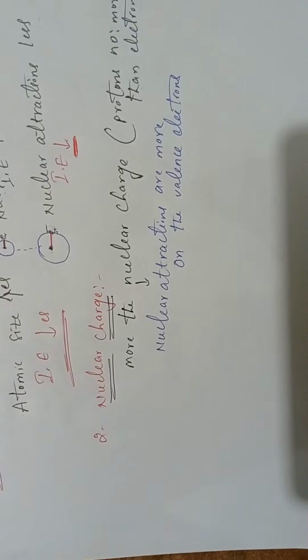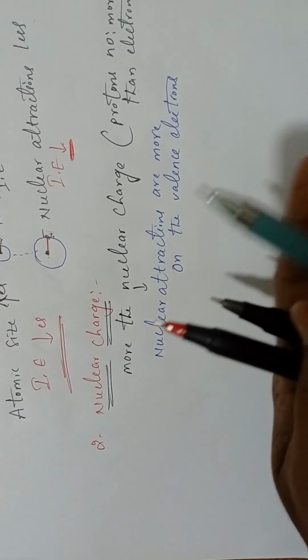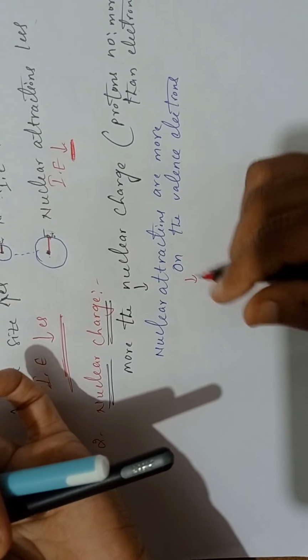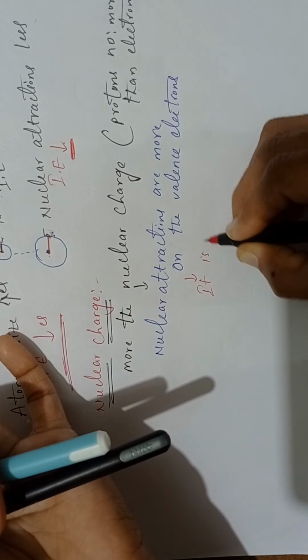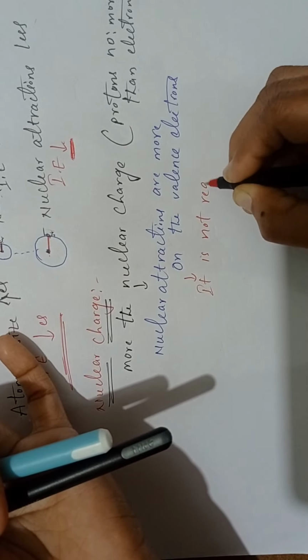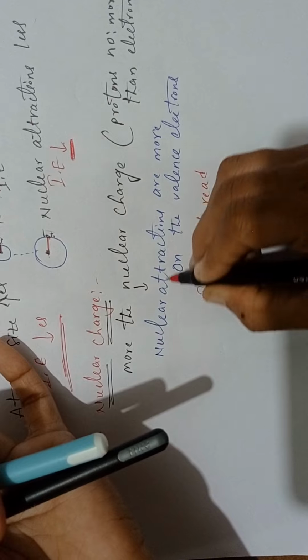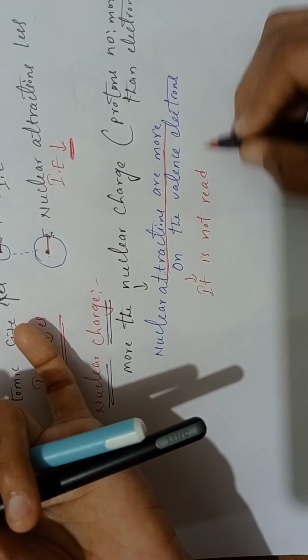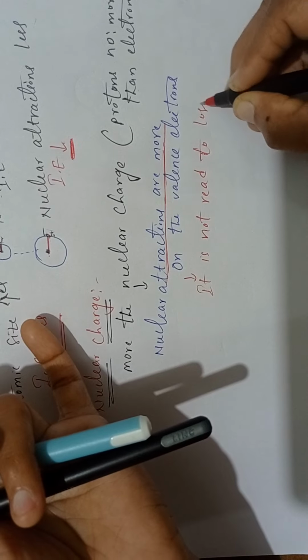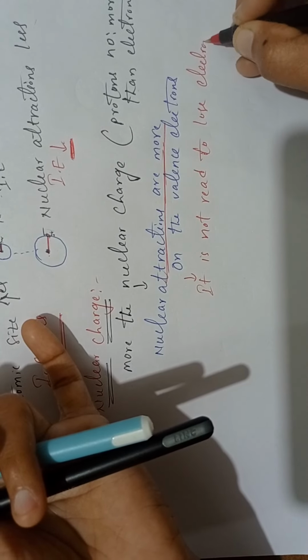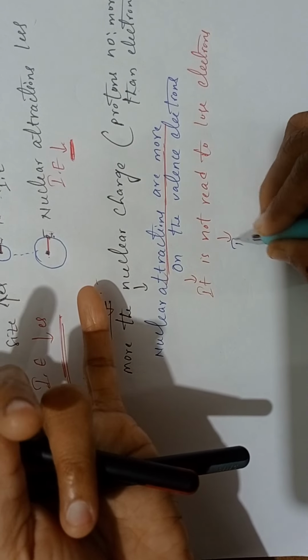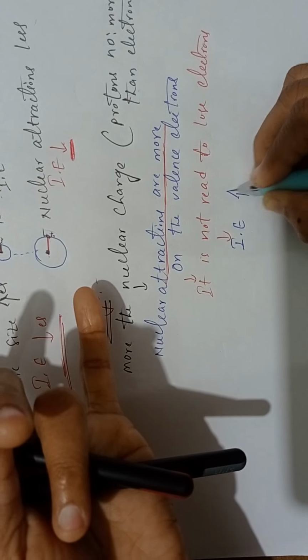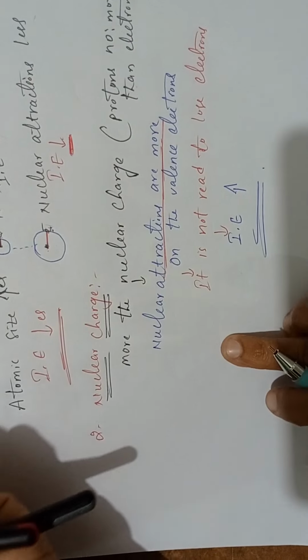Nuclear attractions are more means it is ready to lose an electron? No, it is not ready to lose an electron, because attractions are more. So not ready to lose an electron, so that's why more energy is required. That means ionization energy is more in the case of high nuclear charge.